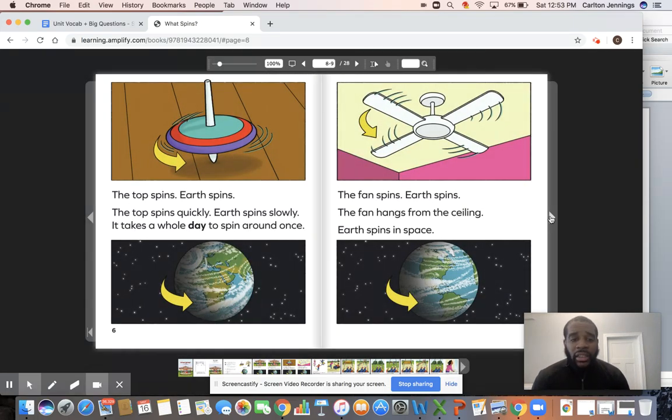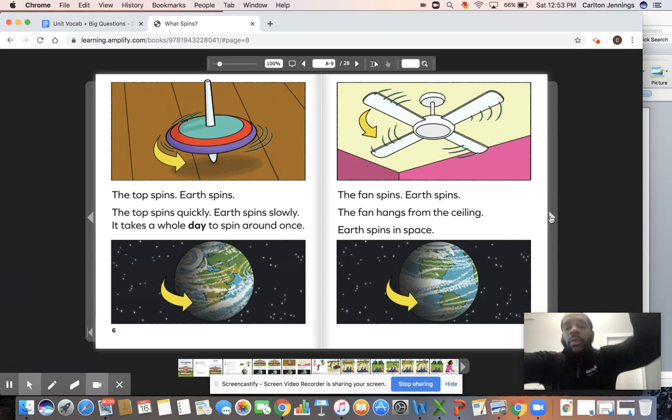The top spins, Earth spins. The top spins quickly, Earth spins slowly. It takes a whole day to spin around once. So this is how the pattern of day and night comes around, because it takes the Earth a full day to spin all the way around.